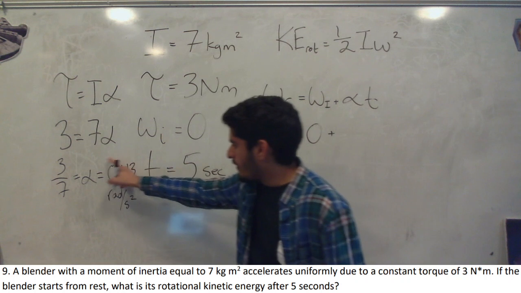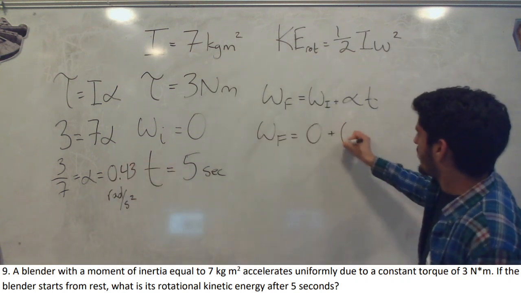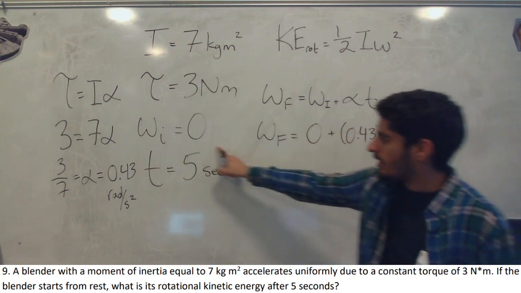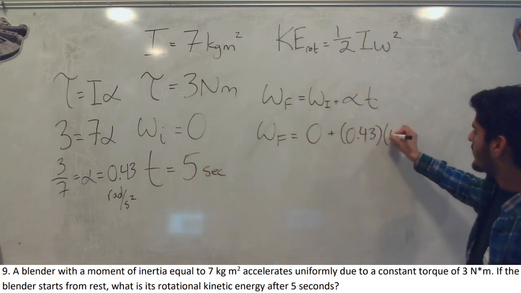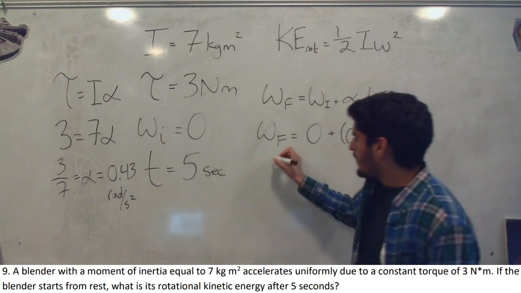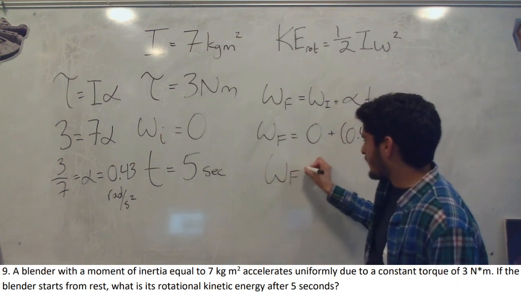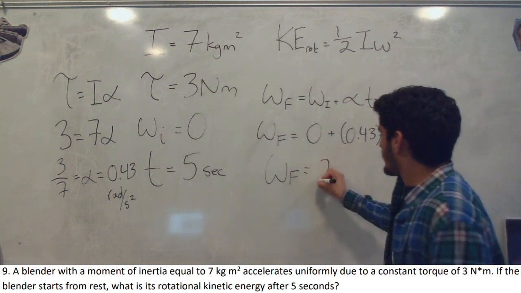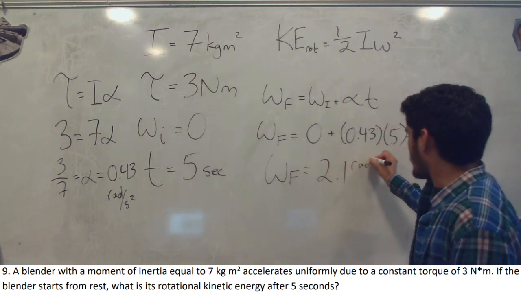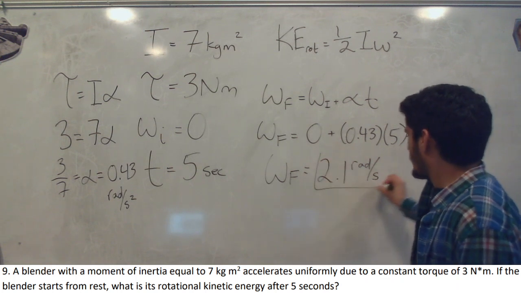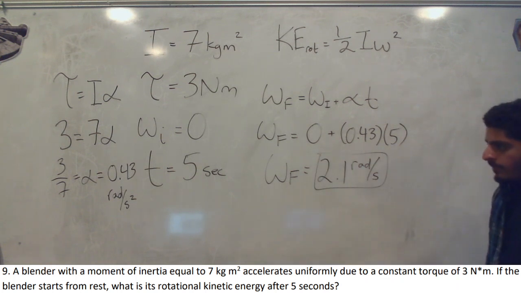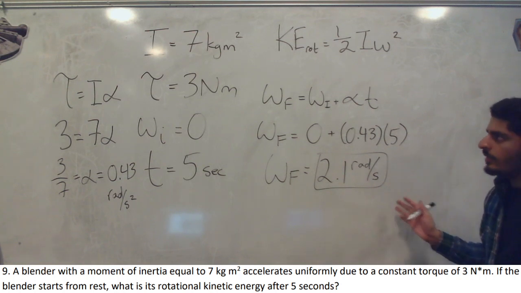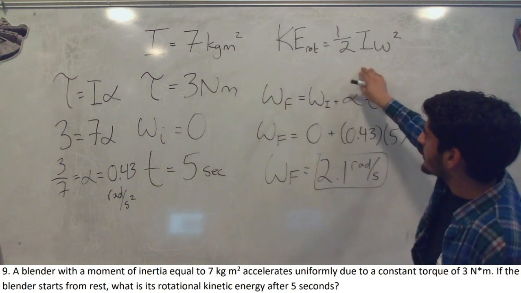Alpha, we just found to be 0.43, and we know the amount of time it spends spinning is 5 seconds. So put that in your calculator and get omega final should be something around 2.1 radians per second, or close to that. So we're not done yet, because we don't just want our final angular speed, we want our rotational kinetic energy.